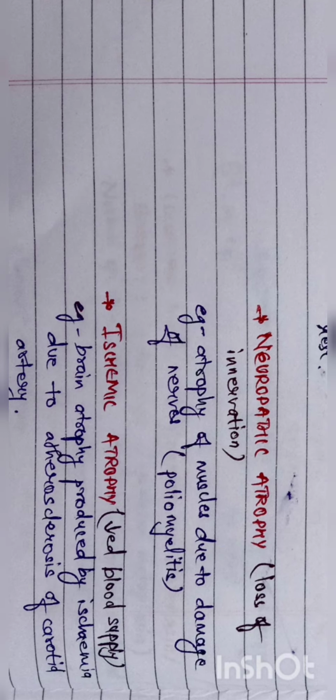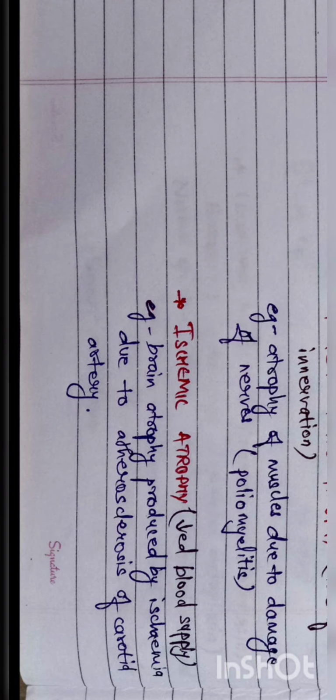Now let's see about neuropathic atrophy. What is neuropathic atrophy? It means loss of innervation. Example, atrophy of muscles due to damage of nerves in the case of poliomyelitis. Ischemic atrophy is due to decrease in blood supply. Example, brain atrophy produced by ischemia due to atherosclerosis of the carotid artery.